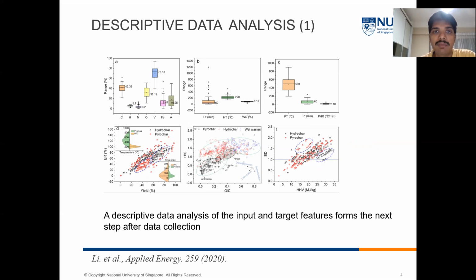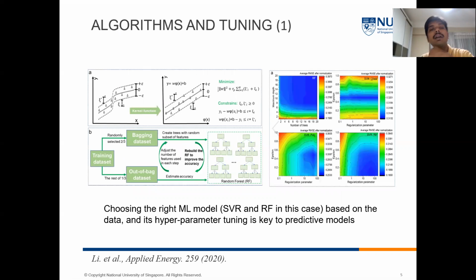So before developing the machine learning models, we performed descriptive analysis just to get more insights on our data. And once we had both these steps done, what we then went on was to identify the most suitable machine learning algorithms that we could use to develop our models. In our case, because we had a data set of roughly about 300 data points, we thought to use the classical machine learning models, including support vector regression, as well as random forest in our case, to develop the models.